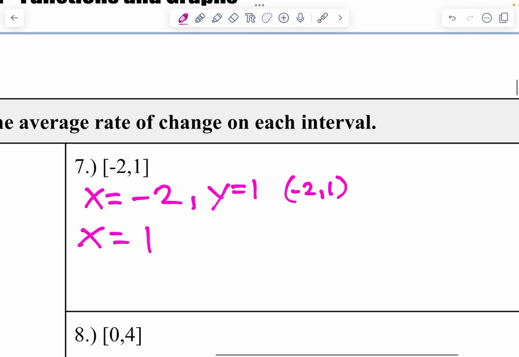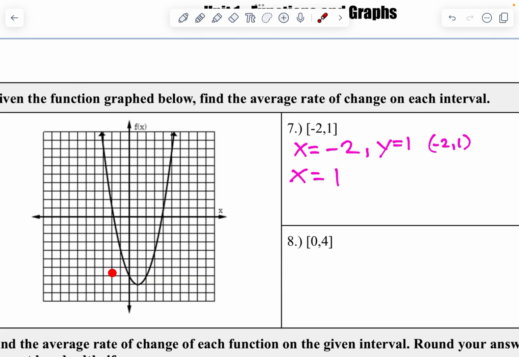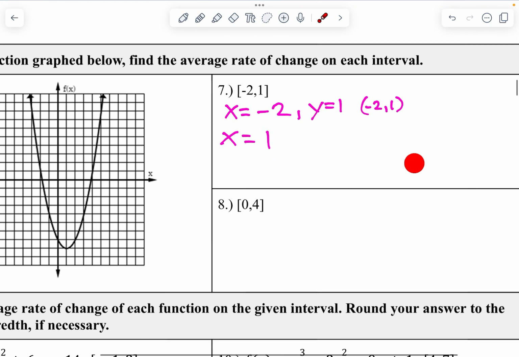And then if we go to the graph where x equals 1, here's x equals 1. Let me see where it meets the parabola right down here. So let's count and see what that is. 2, 3, 4, 5, 6, 7, 8. Negative 8. So at positive 1, the y value is negative 8.